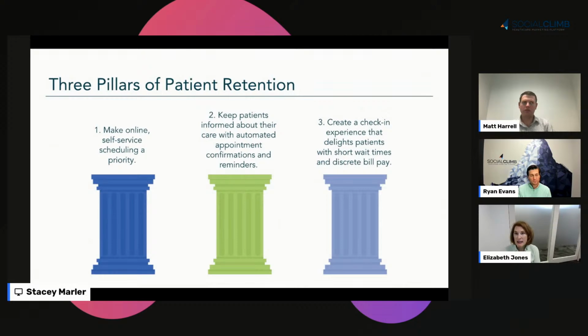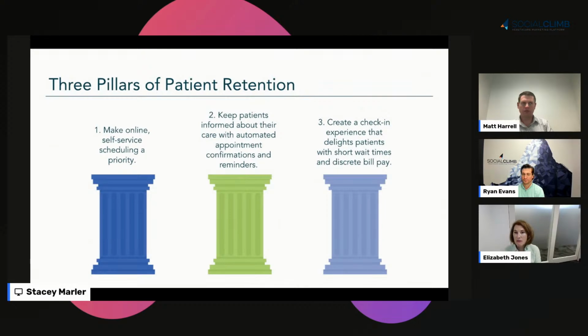Leverage tools where patients can keep updated on the status of their appointments through appointment confirmations and reminders. And not only is it good to remind them about an appointment, it also gives them flexibility to confirm their appointment, reschedule an appointment, or even cancel an appointment. And again, at any time of day, at a time that's convenient for patients. And so really, we want to make this convenient for patients.